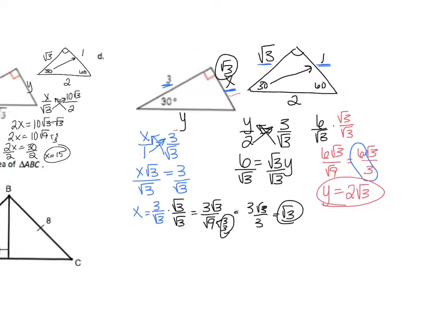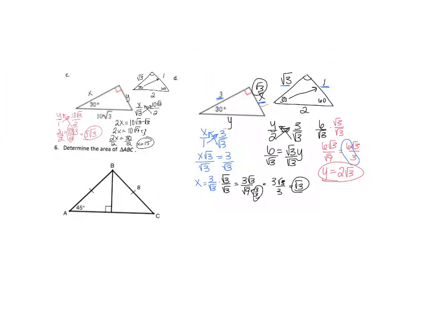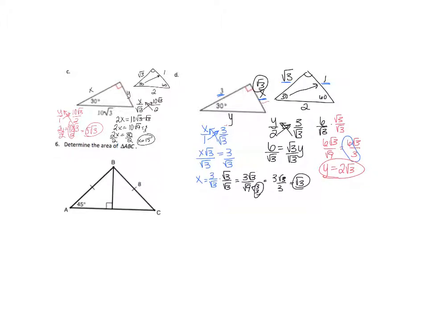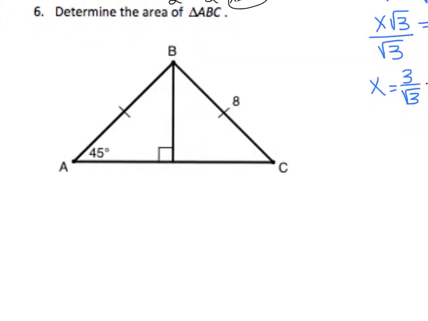Alright, so again, same process. The math just gets a little bit trickier when it comes time to cross multiplying, and then we've got to rationalize sometimes as well. Okay, determine the area of ABC. So again, area, what I need to do is I need to find the base, and then I need to find the height.